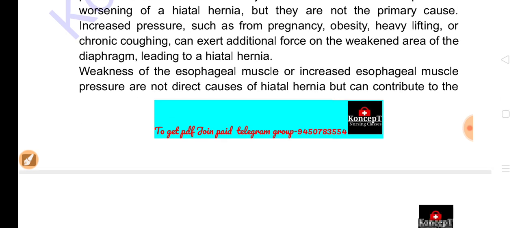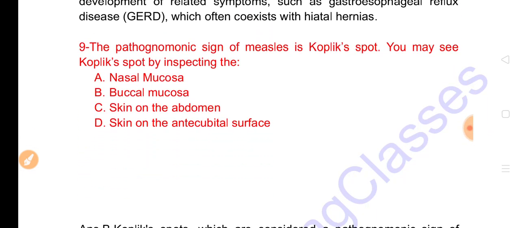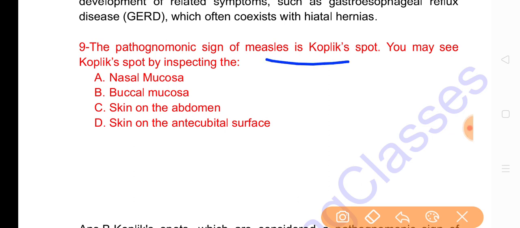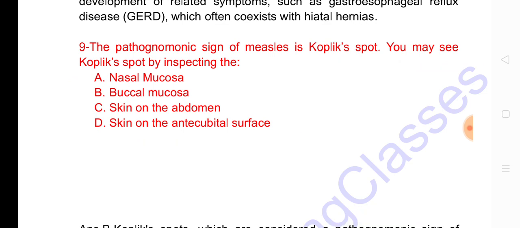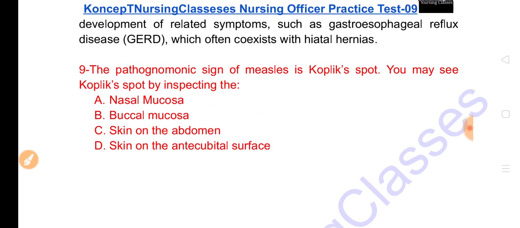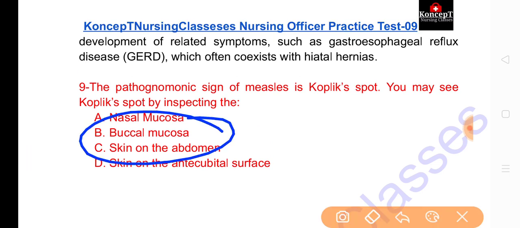Next question. The pathognomonic sign of measles is Koplik's spot. You may see Koplik's spot by inspecting the nasal mucosa, buccal mucosa, skin on the abdomen, skin on the antecubital surface. So the correct answer is option B, buccal mucosa.